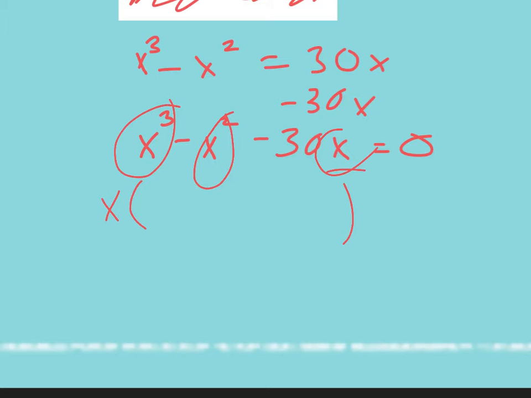So if the first one has 3 x's, how many x's am I left with if I take one away? 2. So I have x squared. What would be next? Just x. And then what's last? Minus 30. And now I want to factor what's inside the parentheses. So remember, to factor, we need to think, what are 2 factors of negative 30 that add to negative 1?